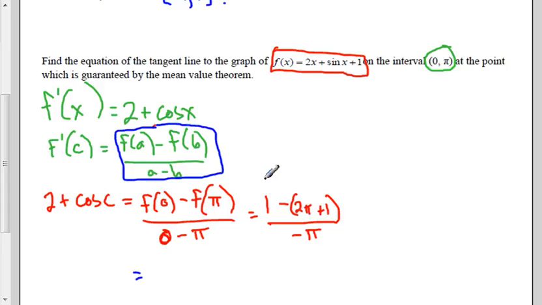So let me just simplify this. 1 minus 2 pi minus 1. 1 minus 1 is 0. So we get negative 2 pi over negative pi, which is 2. I see that right now as the slope of the secant line, which again is what we're looking for. So 2 plus cosine c equals 2. And then let's solve this.